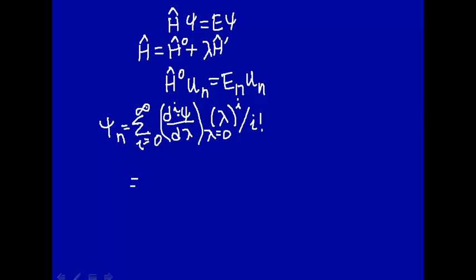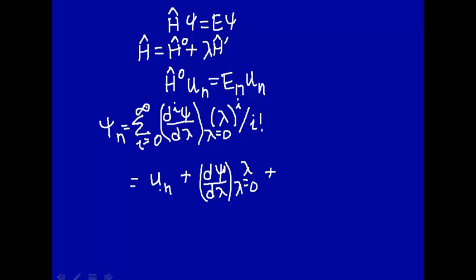When i is equal to 0, that's just the 0th term here. That's the wave function evaluated at lambda equals 0. That's when you have no perturbation. So the wave function with no perturbation will just be u of n. And that's for the 0th term. Now let's add another term here. Let's go i equal 1. So this would be the derivative of the total wave function, including the perturbation, with respect to lambda, evaluated at lambda equals 0, times lambda.